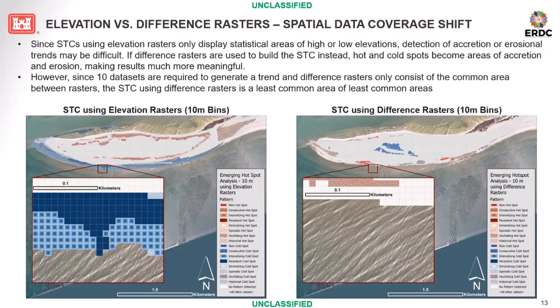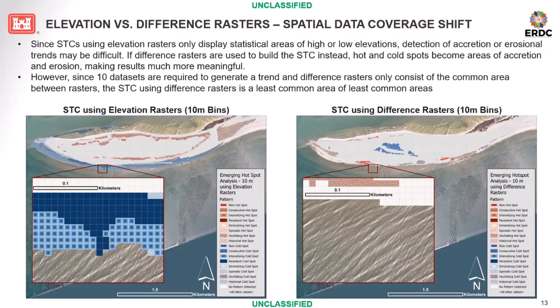And so instead, what I did is I created a set of difference rasters and used those difference rasters to inform the space-time cube instead of the actual elevation data. So now a hotspot is going to be a statistically significant area of accretion, and a cold spot will be a statistically significant area of erosion. And so the results are a lot more meaningful there.